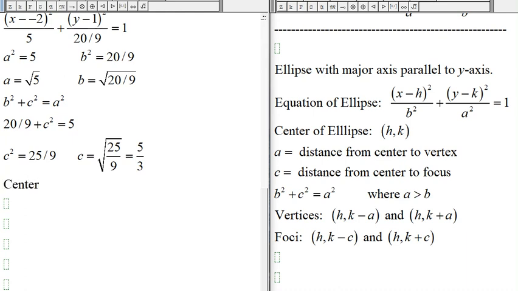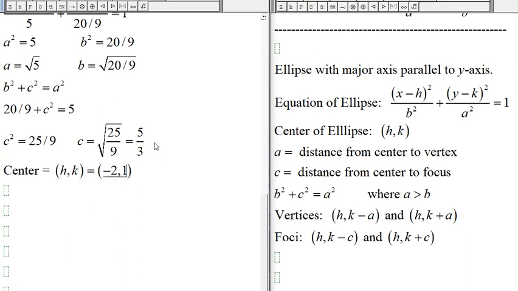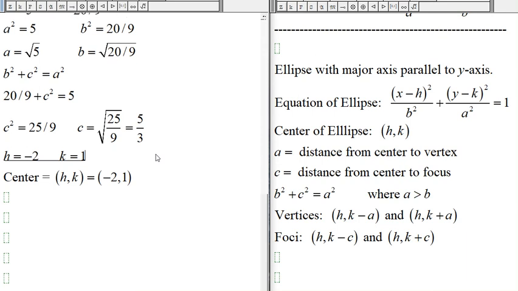So the center will be at h, k. So this will be negative 2, 1. So h is negative 2, k is 1.